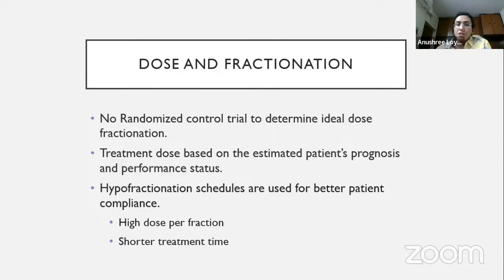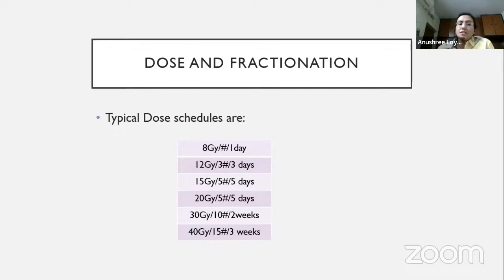Now, when we are using radiation, what dose and what fractionation should we use? There is no randomized controlled trial to determine the ideal dose fractionation. The treatment dose is usually decided based on the patient's prognosis and performance status. For better patient compliance, we use hypofractionated schedules. So what are hypofractionated schedules? We use high dose per fraction and a shorter treatment time. These are the typical dose schedules that we use, and the most commonly used is 20 gray in 5 fractions, which is delivered over a period of 5 days, or 30 gray in 10 fractions, which is delivered over a period of 2 weeks.